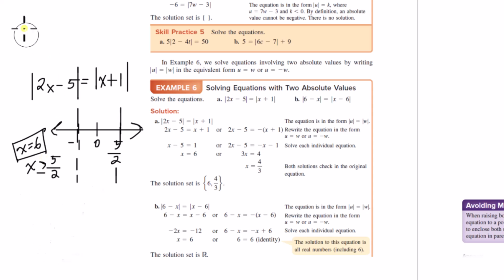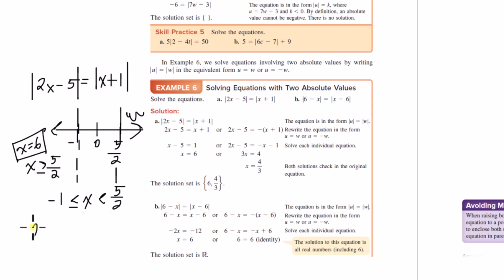All right. Now, so that was this region. Now let's do this region here, minus 1 to 5 halves. So x is, let's just do less than 5 halves. So this is always going to be negative. And then greater than or equal to negative 1, this will be positive or 0.